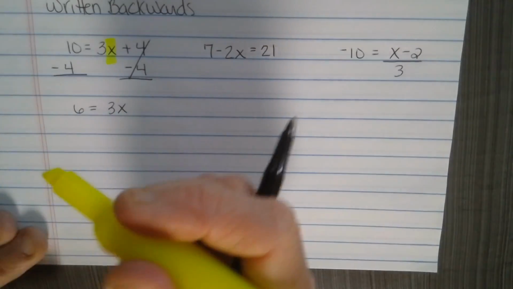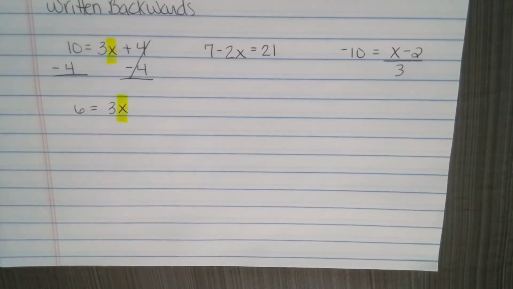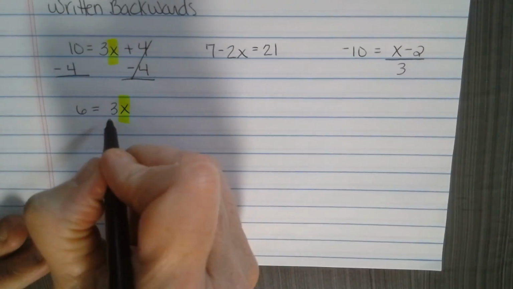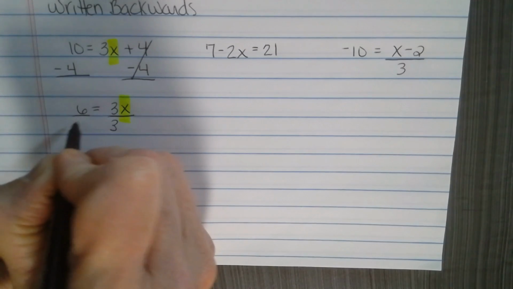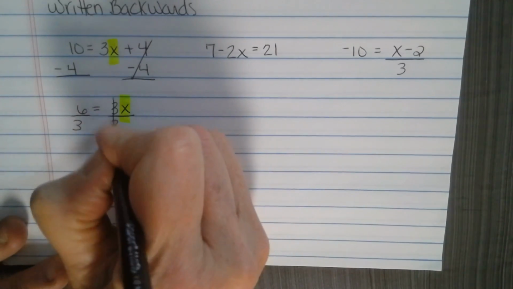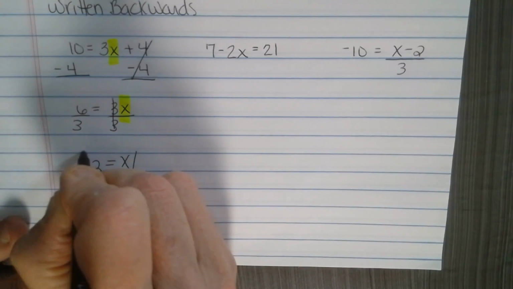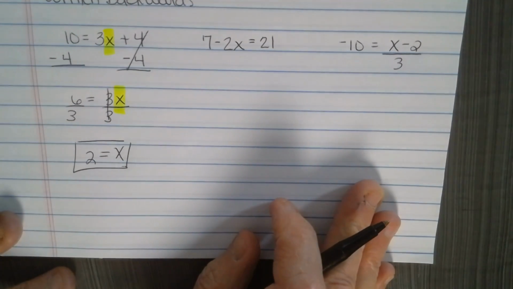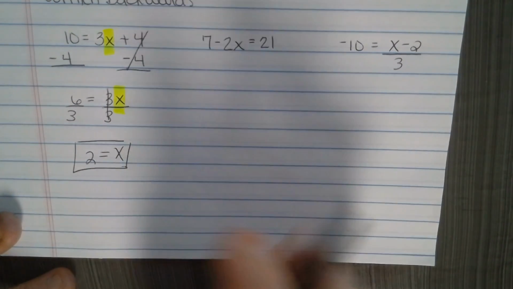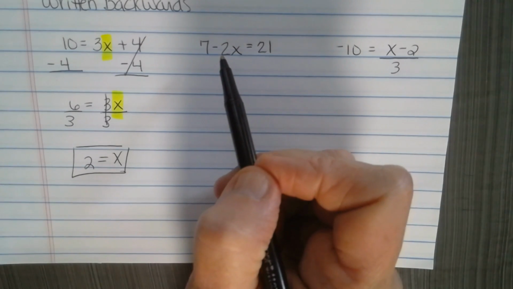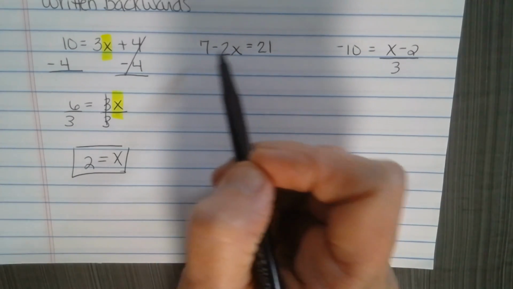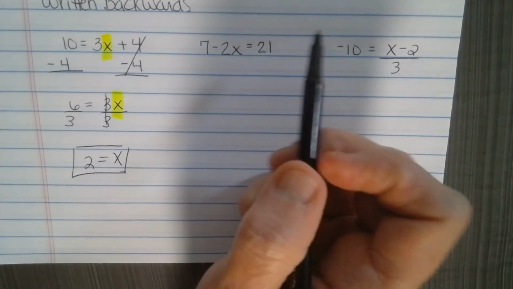Again, we're keeping our eye on the variables. I need to get rid of the 3. I get rid of it by dividing both sides by 3. And I get 2 equals x, which is the same thing as x equals 2. This one's weird. Normally, you're used to seeing the x part written first, and it's not.